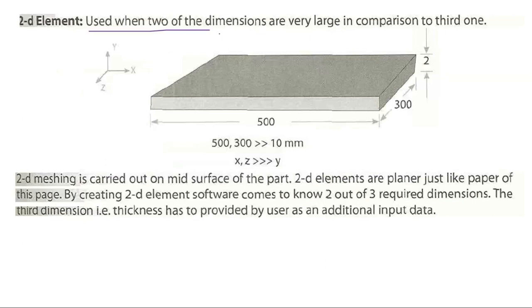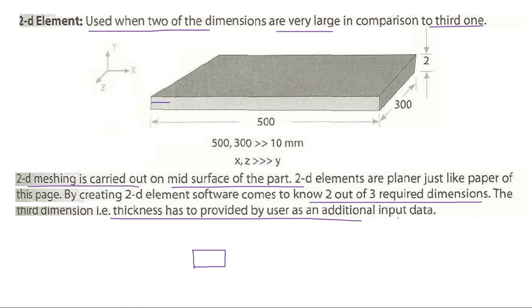And a 2D element is used when two dimensions are very large in comparison to the third one. Here the x dimension is 500, the z dimension is 300, and the y dimension is 2. So compared to the third one, the other two dimensions are large. That's why we are using a 2D element. 2D meshing is carried out on the mid surface of the part. 2D elements are planar, just like a paper or this page. By creating a 2D element, the software comes to know two out of the three required dimensions. But the third dimension, the thickness, has to be provided by the user as additional input data.